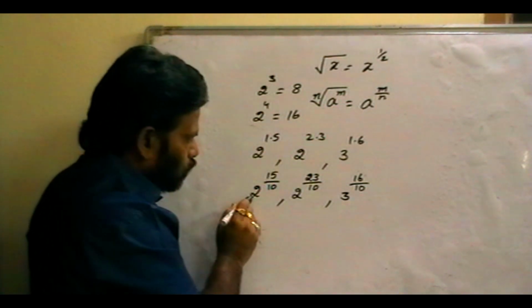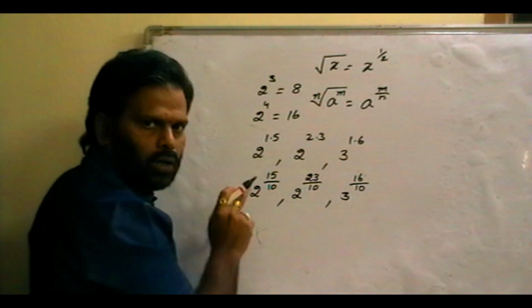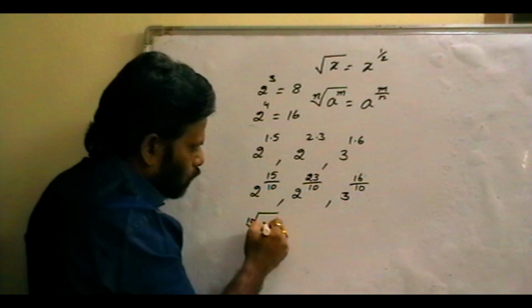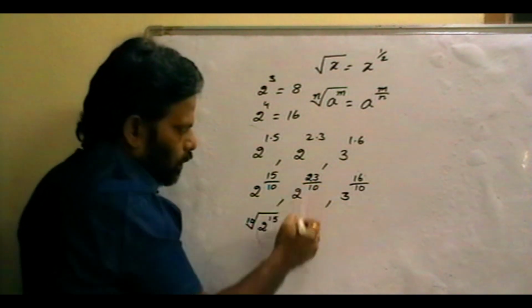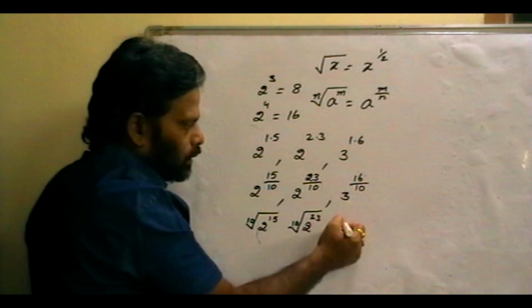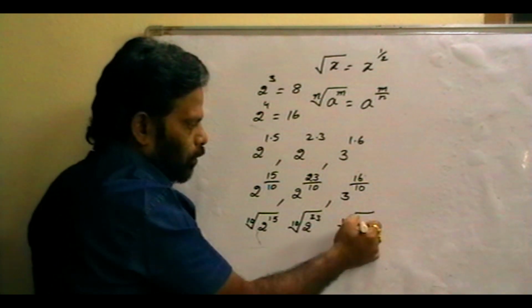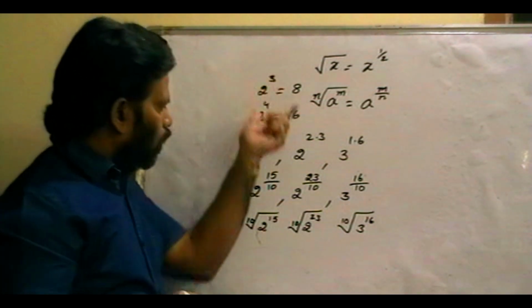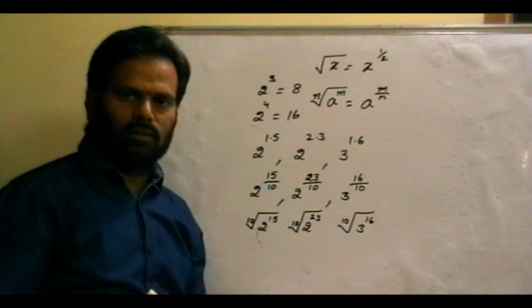So here, 2 to the power of 15 by 10 is nothing but the 10th root of 2 to the power of 15. Here, the 10th root of 2 to the power of 23. Then it is the 10th root of 3 to the power of 16. So these are all in exponential forms, right?